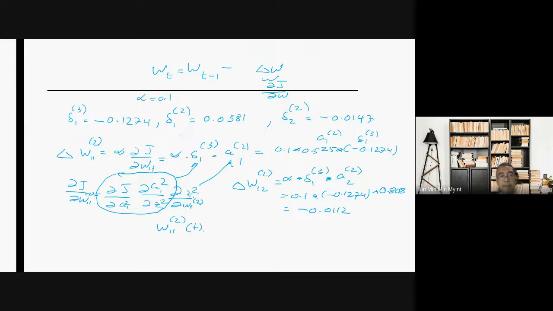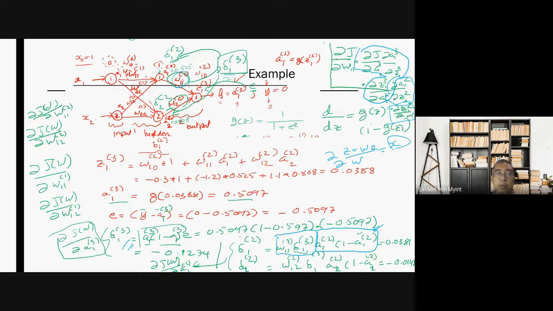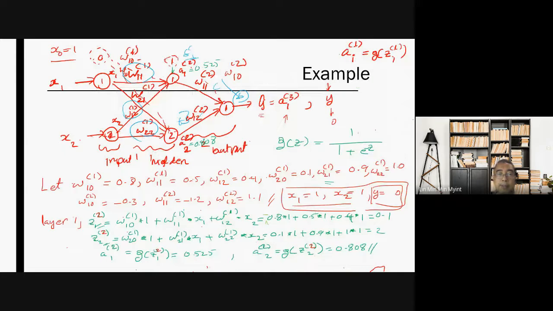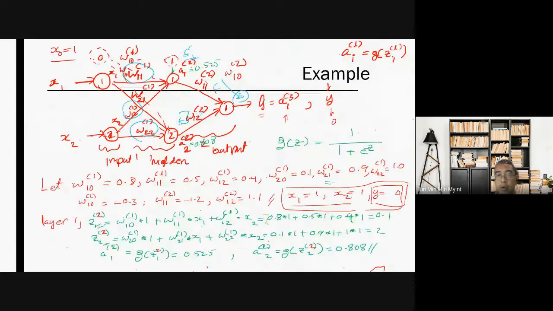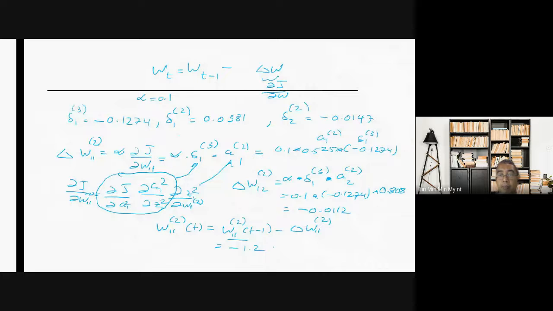So that's why for W112, for the current time, it can be updated with the W112 of the previous time, minus delta W11. Is this the current weight? Current weight is how much? Minus 1.2, minus 2.0112. Here minus plus. So you can calculate this one.